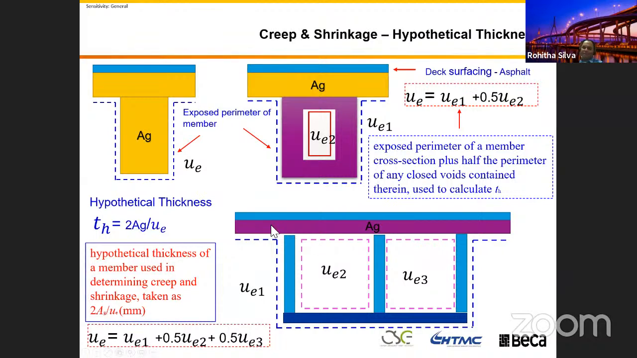What you need to be really mindful of when you use this in a bridge is that if it is a box girder, you have this deck and you have the wearing surface, and that surface we can't consider as part of the exposed perimeter. That's why I clearly drew this diagram for you to understand this. Any questions up to here?